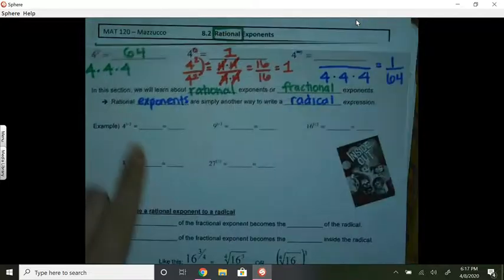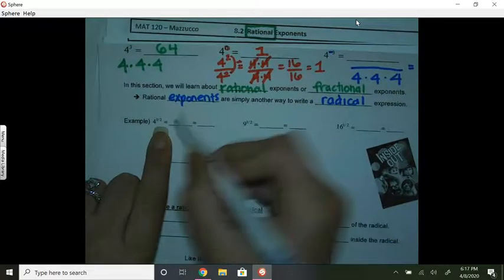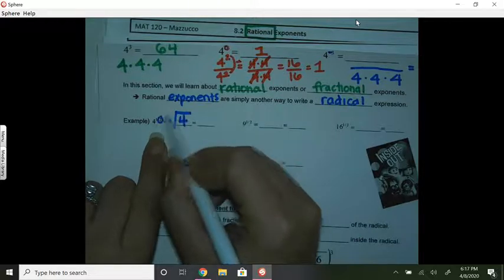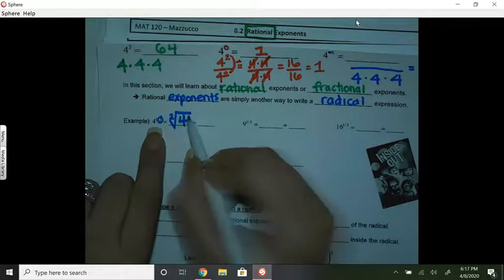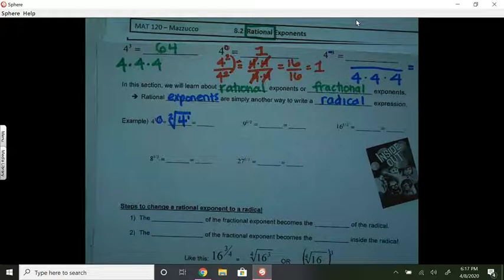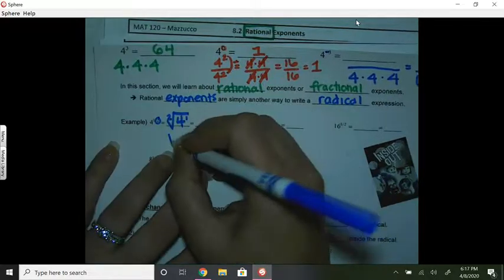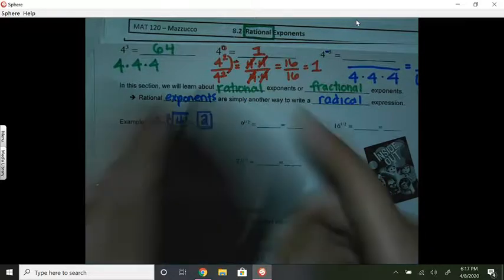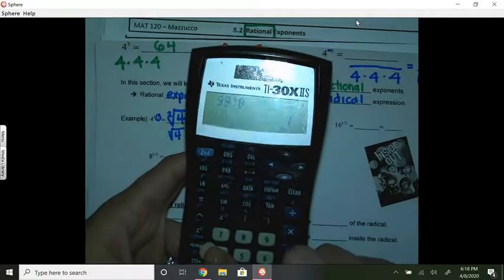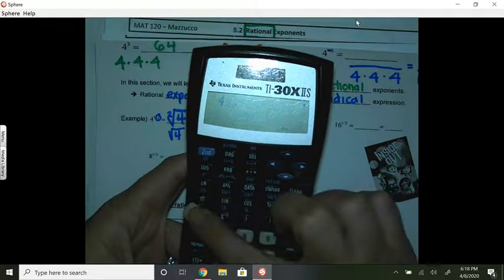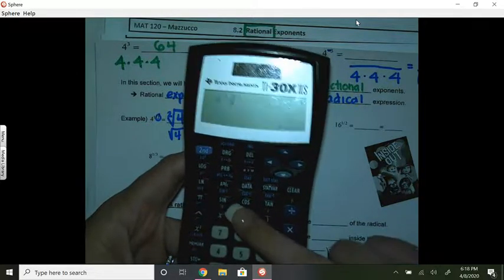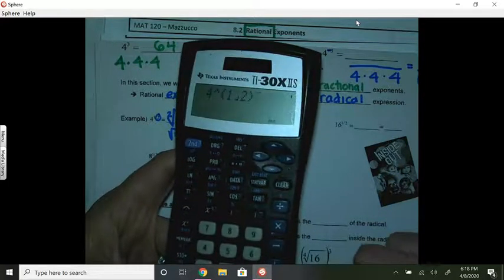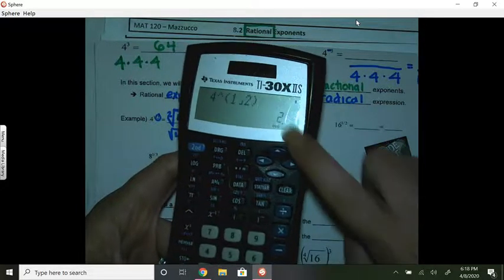So 4 to the 1/2 represents the square root of 4, because the denominator is the index and the 1 goes inside, and anything to the first power is itself. So it's just the square root of 4, which is 2. Now let's check that with our calculator. I need parentheses because it's a fraction, so 4 raised to the 1/2 power is 2.